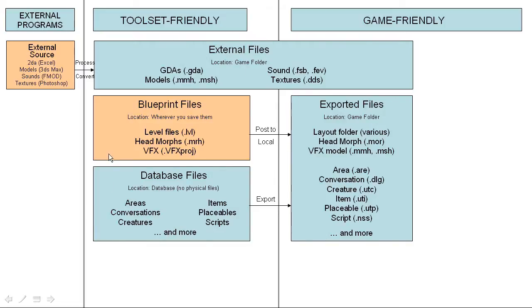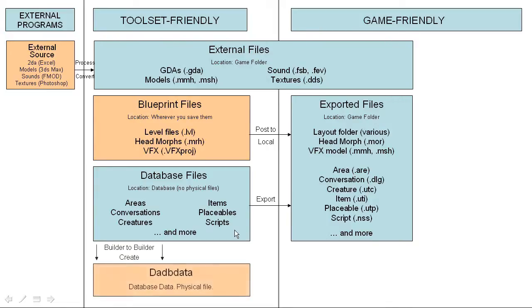With these other files, the external source and the blueprint files, these are all physical files which you can back up to a USB stick or whatever, but the database is a little bit more tricky. To get those out, you have to use a builder-to-builder create, and I'll create a dadbdata, which is Dragon Age database data file, which is a physical file. You can then back it up wherever you like, or you can pass it on to somebody else. That's the other use for builder-to-builder create. In fact, that's the primary use of builder-to-builder create, but it's also good for backups.